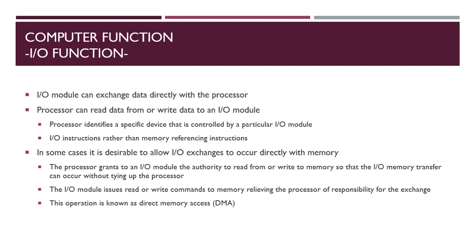In some cases, it is desirable to allow input-output exchanges to occur directly with memory. So the processor grants to an input-output module the authority to read from or write to memory so that the input-output memory transfer can occur without tying up the processor. The input-output module issues read or write commands to memory, relieving the processor of responsibility for the exchange. This operation is known as direct memory access, or DMA.